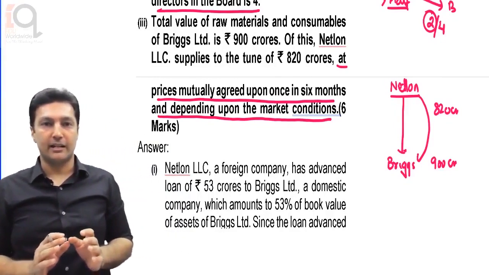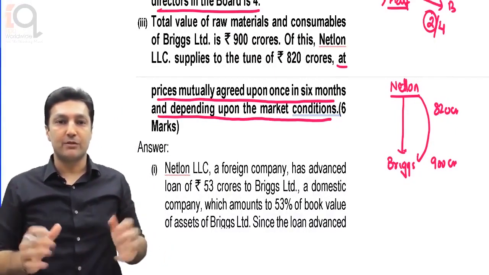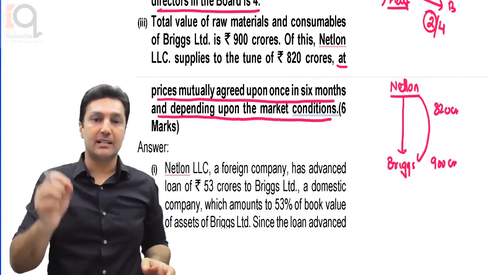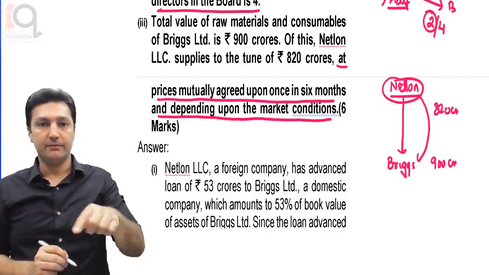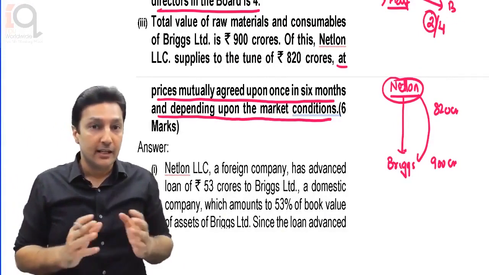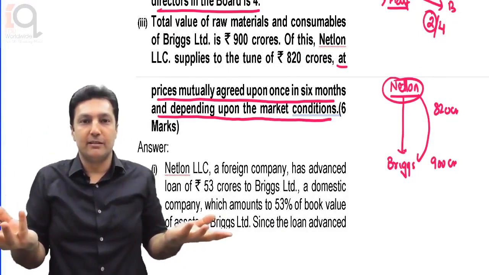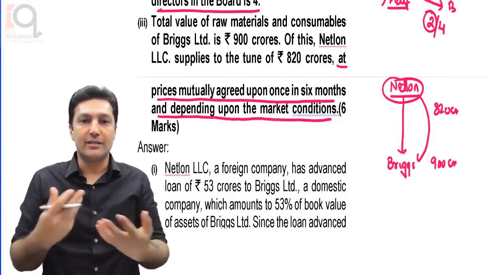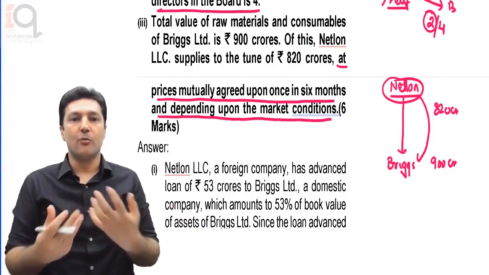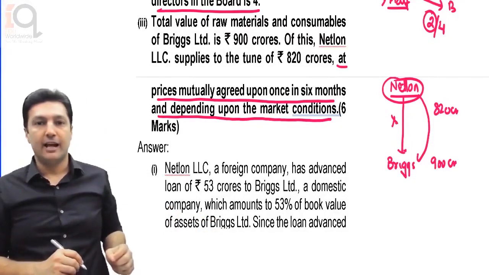That clause said that if the supply of raw materials exceeds 90% of the total supply and the prices and other conditions are influenced by the other enterprise, then these are associated enterprises. In this case, the prices are mutually agreed upon. So how can they be associated enterprises? The question is, they are not influencing each other. It's a normal arm's length price transaction. So these are not associated enterprises.